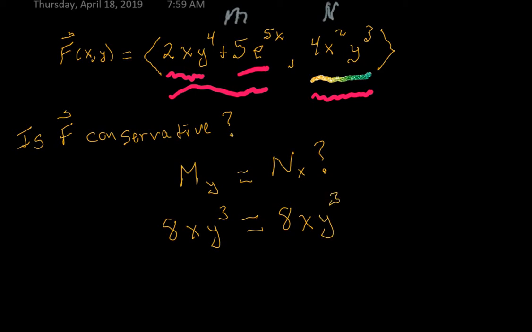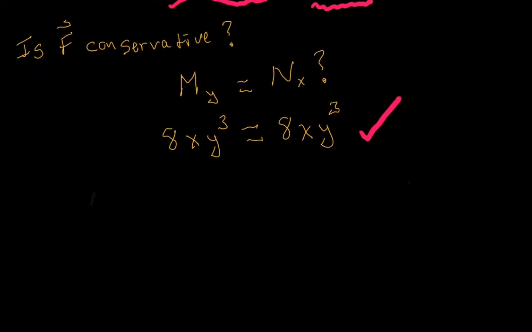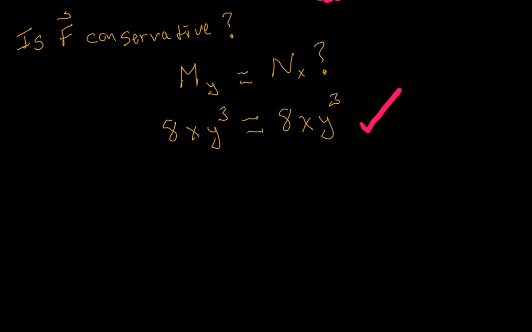And lo and behold, both of these sides are equivalent to each other. They are both the same. Check. They are equivalent to each other. So now, a check mark is not an answer. It's not words. It's mostly telling your brain that you've looked for something. So what our conclusion is, therefore, F, the vector field, is conservative.